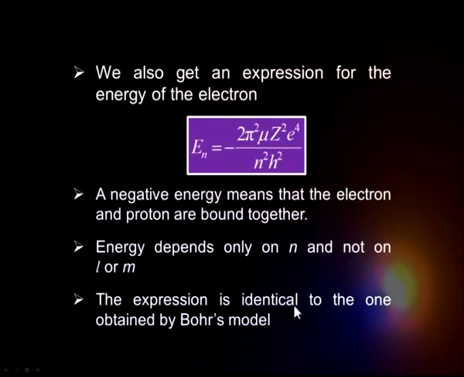So the two things: energy is negative and energy depends only on n, not on L and m. And thirdly, this expression is exactly the same as what we got in the case of Bohr's model. It's very interesting to note that what Bohr gave was a semi-quantum model, and from wave mechanics we are getting an expression which is identical to that. This amounts to saying that the results of the hydrogen atom spectrum, which are explained fairly well by Bohr's model, are explained equally well by our Schrodinger wave equation. That is a very significant thing.